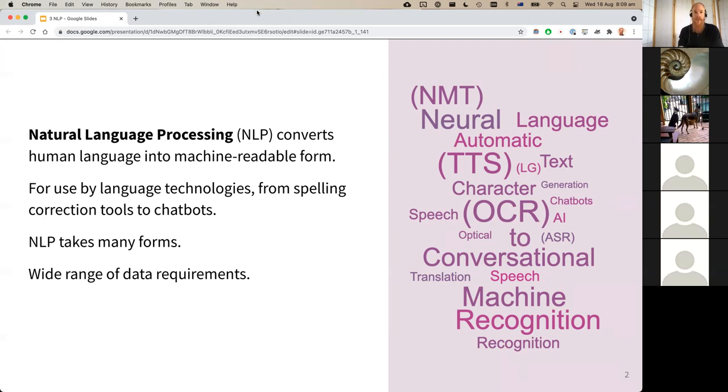So this word cloud on the slide names in a rather scrambled kind of way some natural language processing techniques and applications. We'll see that NLP can be used from very simple language tech like digital keyboards and spelling corrections on your mobile through to sophisticated conversational AI in chatbots.